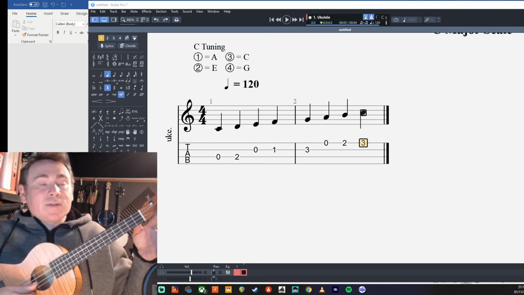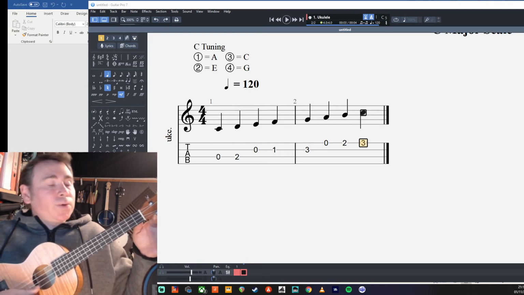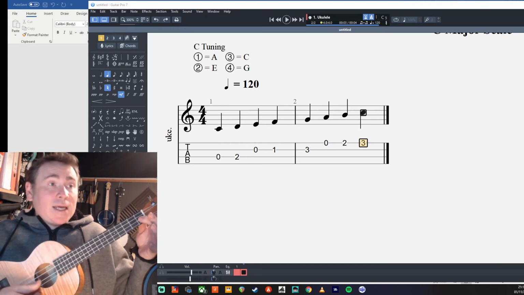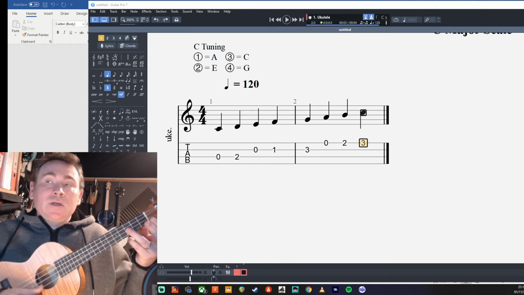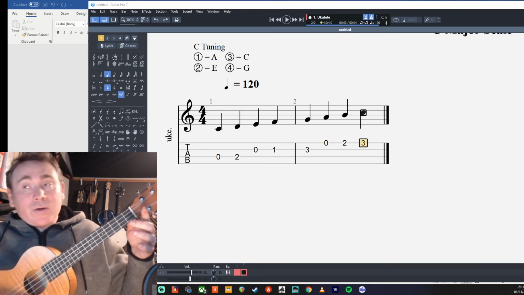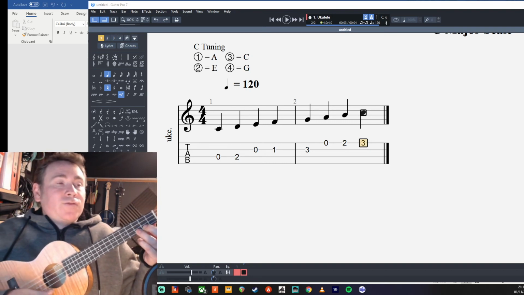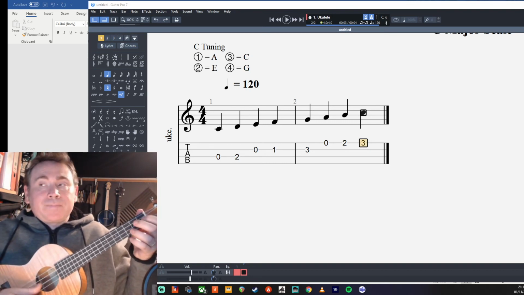We've got open C, 2nd fret, then move down to the E string, open, that's an E, F on the 1st fret, G on the 3rd, then move down a string, open, so we're now on an A string, 2nd fret B, 3rd fret C, and that is a C scale.